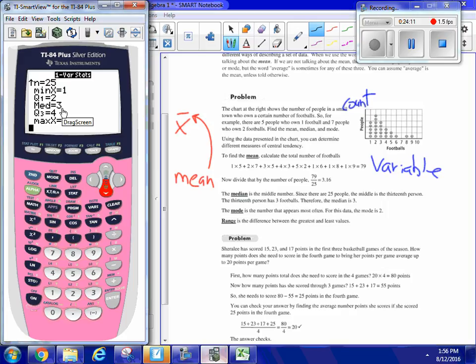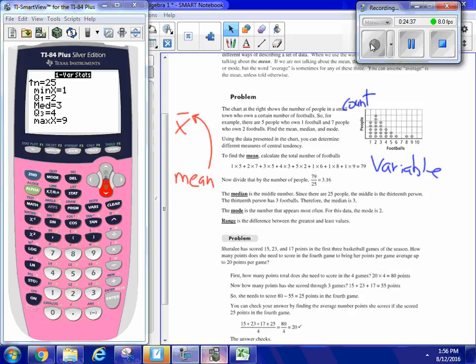As we go through this section on statistics, this 1 variable statistics is going to become very handy for doing things like box plots and other things that we're going to be doing in not that long. Practice this. Get in the habit of using L1 as your x value, your variable, and using L2 for your count, the frequency, how often that variable happens.